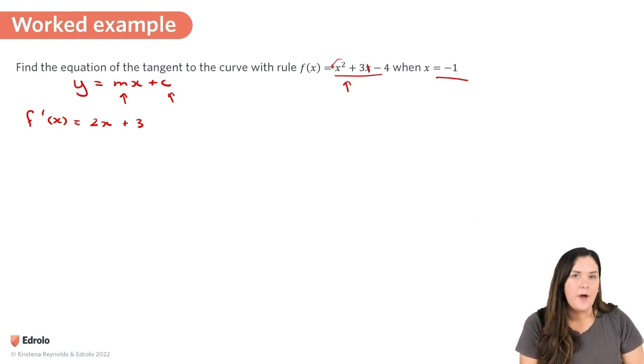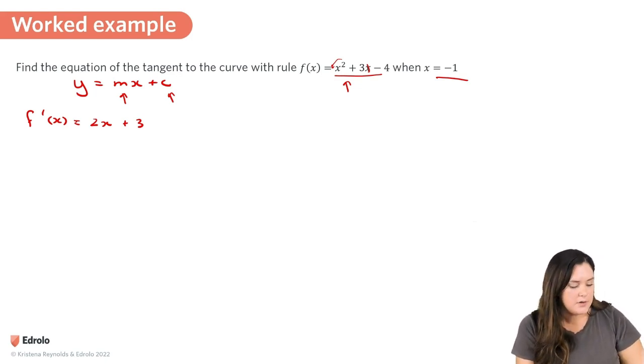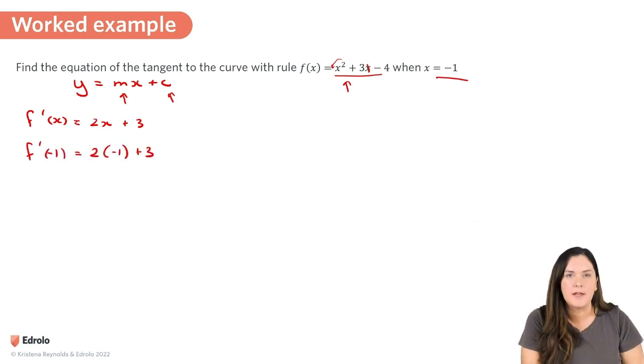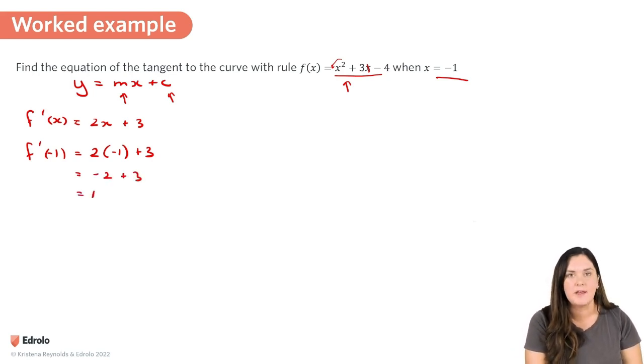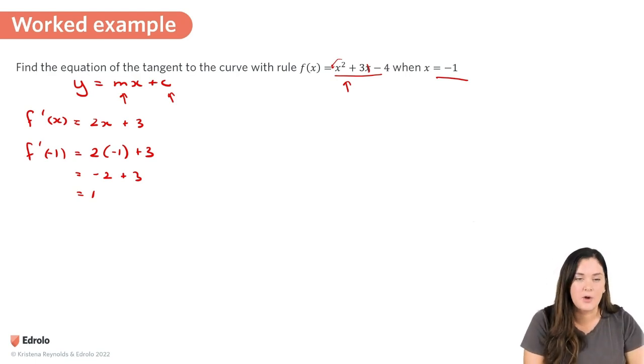What we need to do now is find the gradient when x equals negative 1. So we're going to substitute that into our function there. So we end up getting 2 times negative 1 plus 3. So we get negative 2 plus 3, and we get 1. So that tells us that the gradient is 1 when x equals negative 1. So we've got part of our straight line equation there.